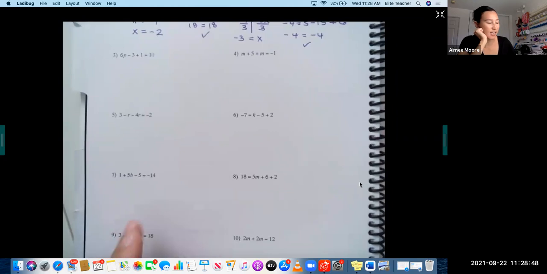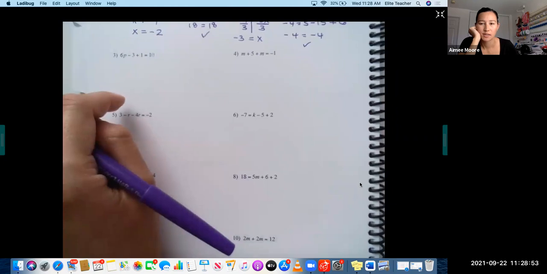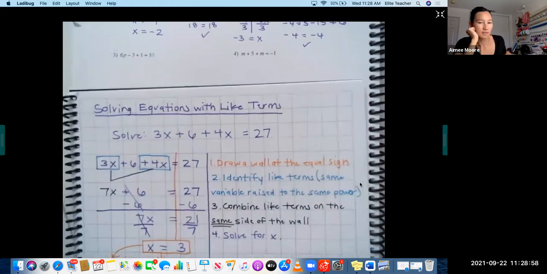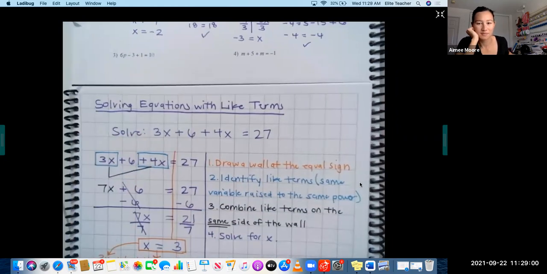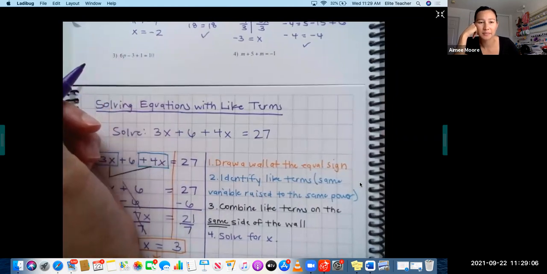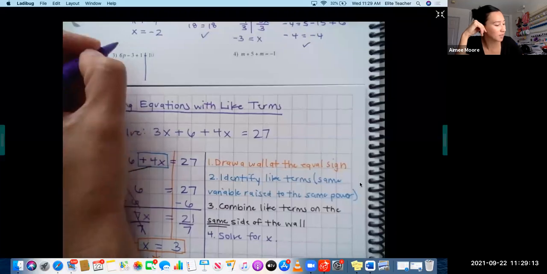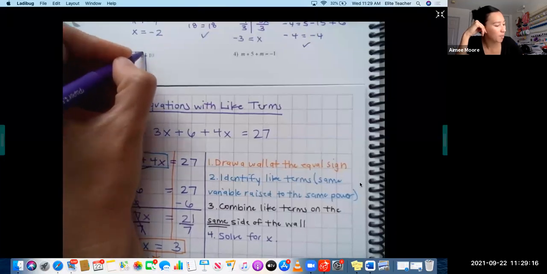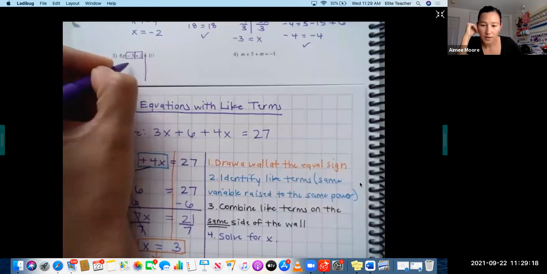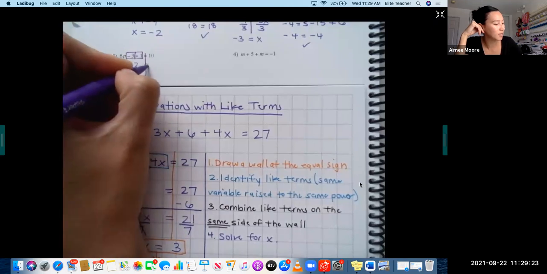Okay, so Augustine, you had number 3. What do I need to do first? Okay, yes, right. What can we combine? Augustine says we need to combine like terms, yes. We have -3 and +1 that we can combine, which gives us -2. So now we have 6p minus 2 equals 10.